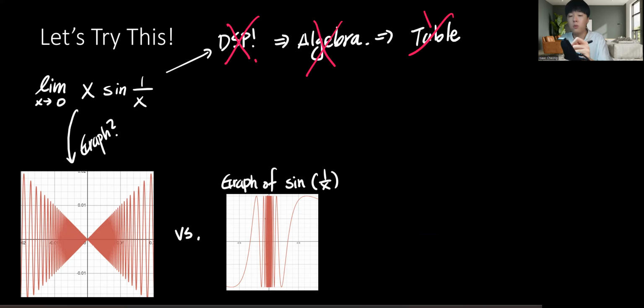The only way that we can actually do this is nothing. There's no way to solve this problem. The graph doesn't help us. DSP doesn't help us. Algebra and table, none of them are helpful to us. Then what should we do to evaluate this limit? This is the case where we need to use our squeeze theorem.